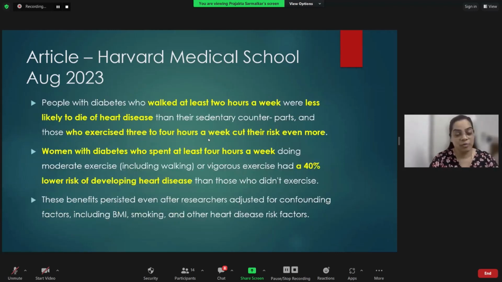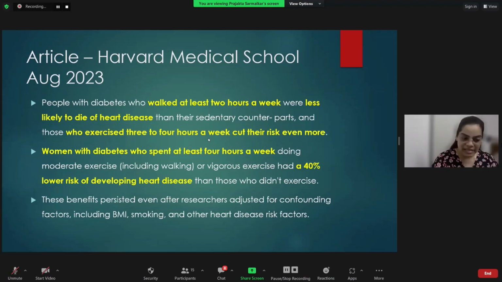This is something that I really was impressed with. They stated that people who walked 2 hours a week were less likely to die of heart disease. Of course, because some activity is better than no activity. But they also stated that people who exercise 3 to 4 hours a week, it could also be a normal walk, cut down the risk even more. Women with diabetes who spend 4 hours a week doing some form of moderate activity. See, for Indian women, even a walk taking out 30 to 45 minutes is a phenomenal thing, I would say. So even that much amount of walk actually reduced the chances of developing heart disease.